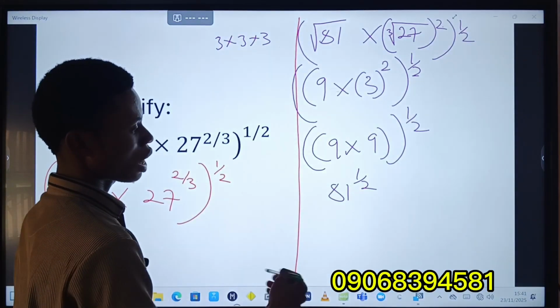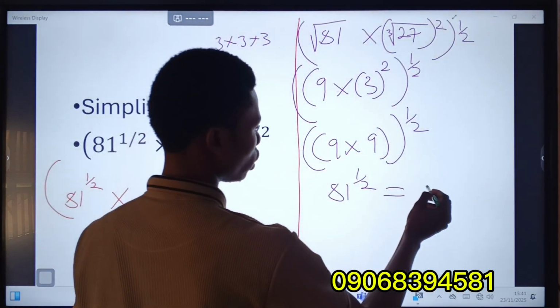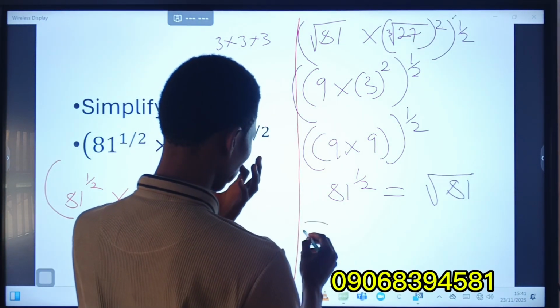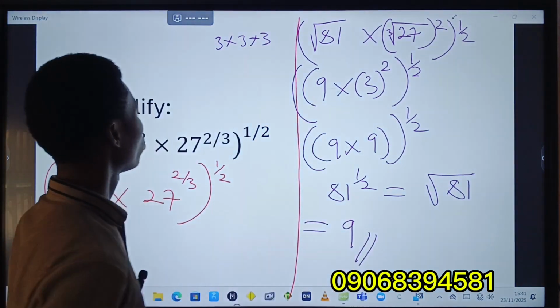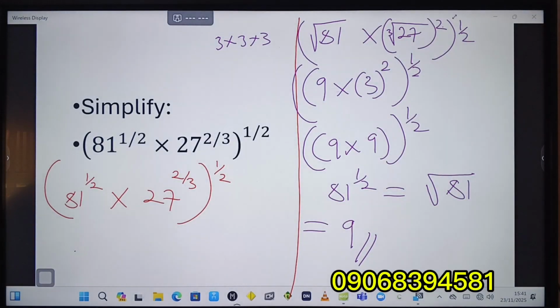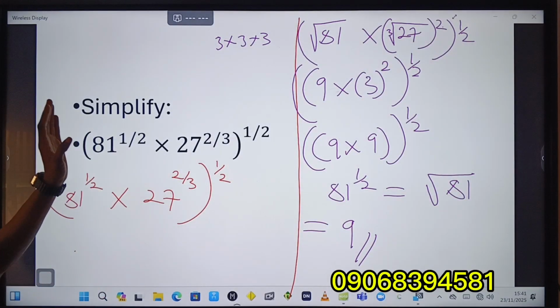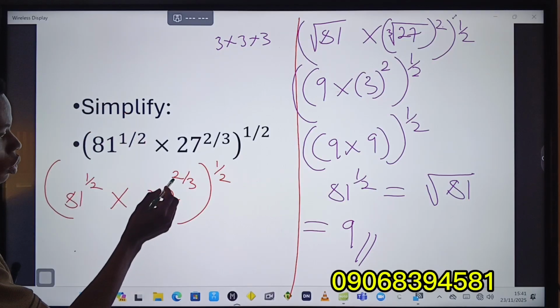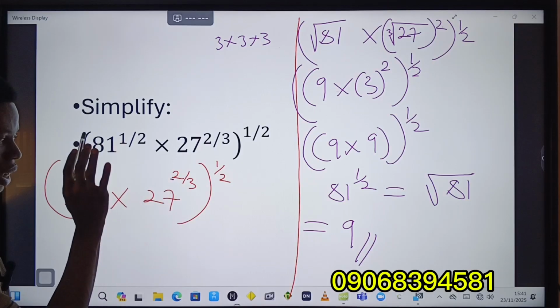Now, you know that raised to power half is still our square root. So, this is square root of 81. And square root of 81 is what? 9. That becomes our answer. So, basically, that's what you have to do. Anytime you see raised to power something, this fraction, the numerator of the index remains as the power.